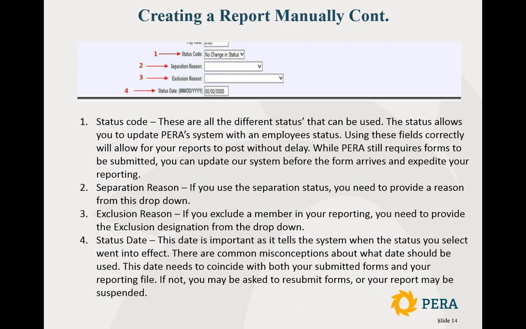Status date. This date is important as it tells the system when the status you select went into effect. There are common misconceptions about what date should be used. This date needs to coincide with both your submitted forms and your reporting file. If not, you may be asked to resubmit forms or your report may be suspended. If you're unsure about what status or date to use, contact your Para representative.